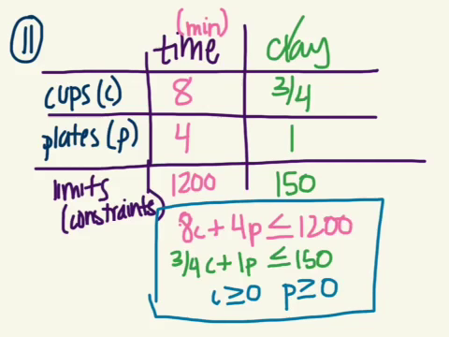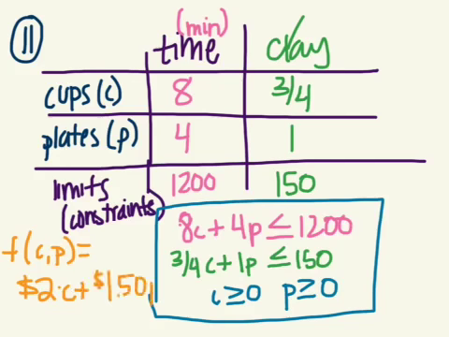But the last thing the question asks you to do is to write a function to show how the profit could be determined. And this is where you look at how much money she's making off of each one. So a function of how many cups she makes and how many plates she makes. She's going to make $2 on every cup. So 2 times every C plus $1.50 times every P. So that's her profit function. And that's all I've got to do for that one.